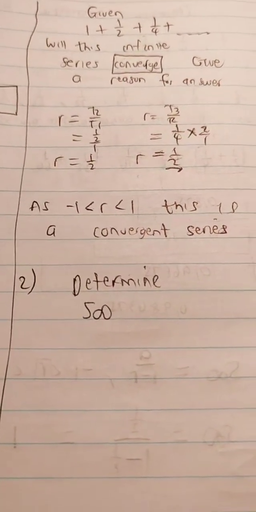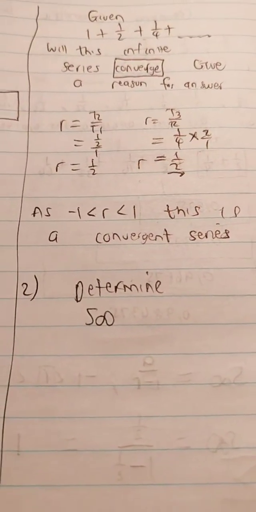Okay, Lwandle gets 2, Elihle gets 2. Okay, so we are getting 2s, which is great.